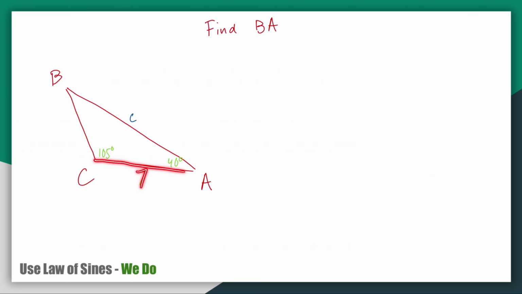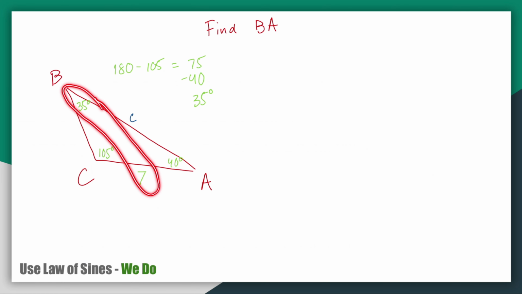We look here, we have a side of 7 for little b, and it looks like we don't know this angle, but we do because we have two other angles. So let's fill that in, right? Take 180 minus 105, that gives you 75, and then we minus 40, so we get 35 degrees. So we know that this angle B here is 35 degrees. So now we see that we have the 105 degrees in C, and we also have the 35 degrees and 7.